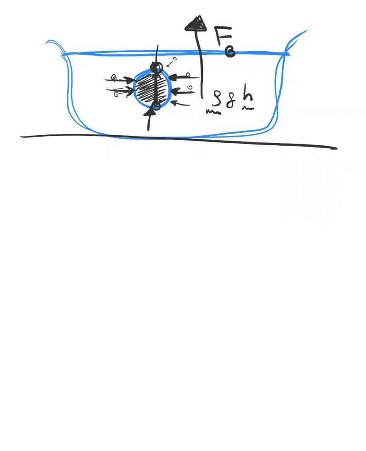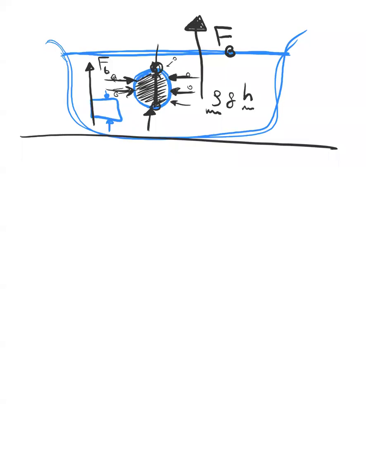It almost doesn't matter what kind of shape this object has. No matter what kind of shape it has, it could be a cube, there will always be a lower side, and you will have more pressure there, and you will always have a net force pointing up. And this is the so-called buoyant force.